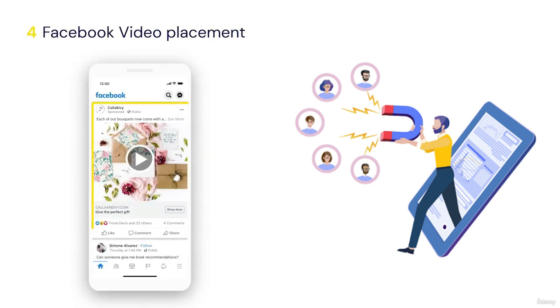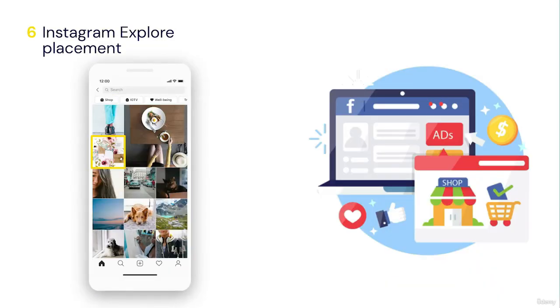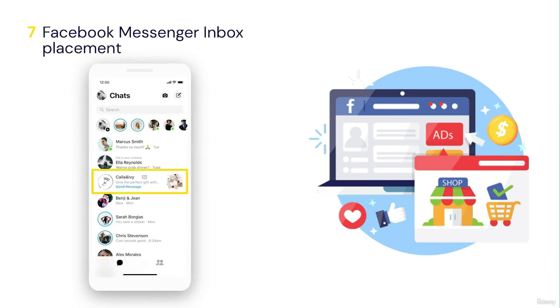Feed placement number 4 is via Facebook video. Here your ads appear between videos in Facebook Watch and Facebook News Feed. Feed placement number 5 is on Facebook right column. Your ad will appear on the right column on Facebook, and right column ads only appear to people browsing Facebook on their computers. Feed placement number 6 is on Instagram Explore. Here your ad will appear to them when they click on the content they found in the browsing experience called Explore. Feed placement number 7 is in the Messenger inbox. Here your ad appears in the home tab of Messenger between conversations. Those are all the feed ad placements.